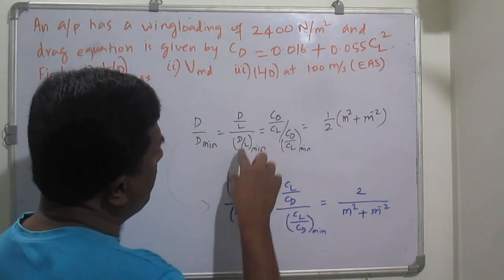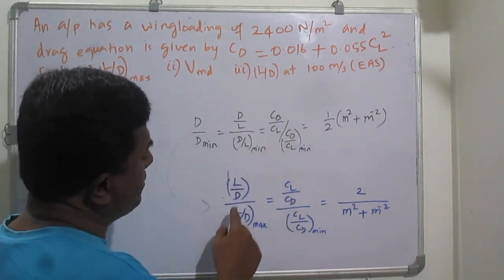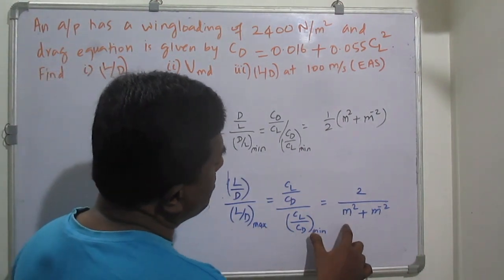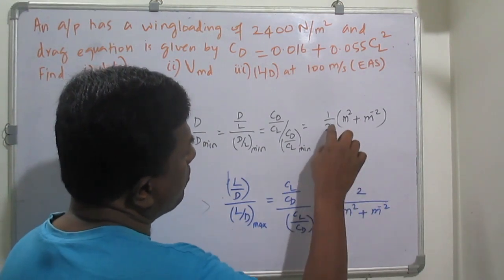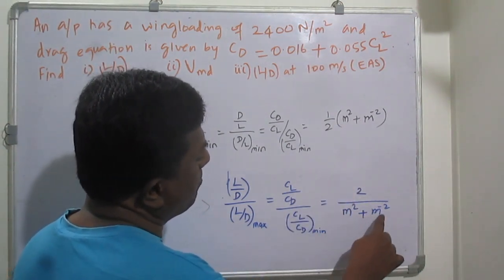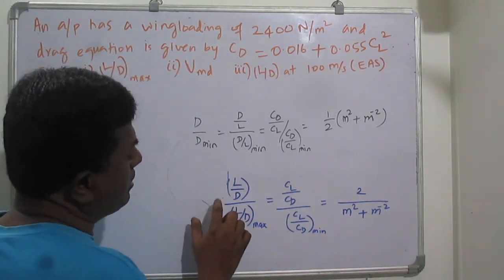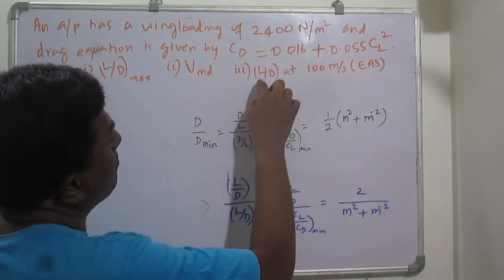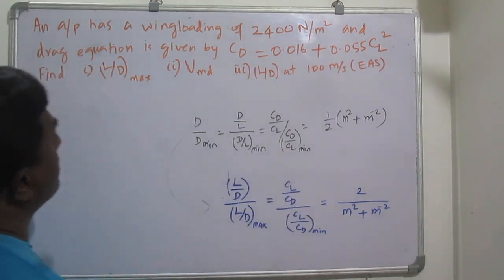So now we have taken the reciprocal in the numerator and denominator, and the same thing here also we have to take the reciprocal. So the reciprocal of this is nothing but 2 by m square plus m power minus 2. This equation we are going to use for solving the L by D ratio at other speeds. So first let us see the problem.